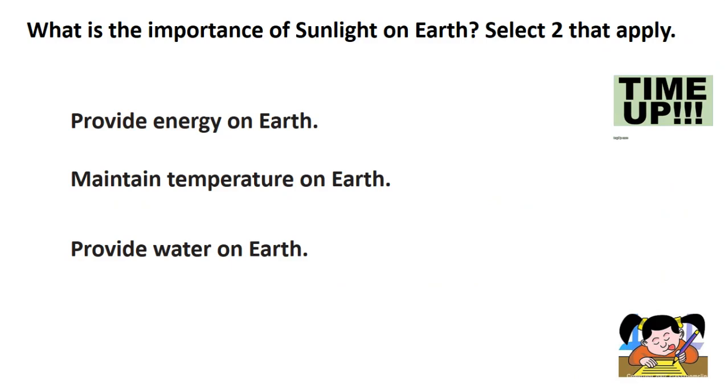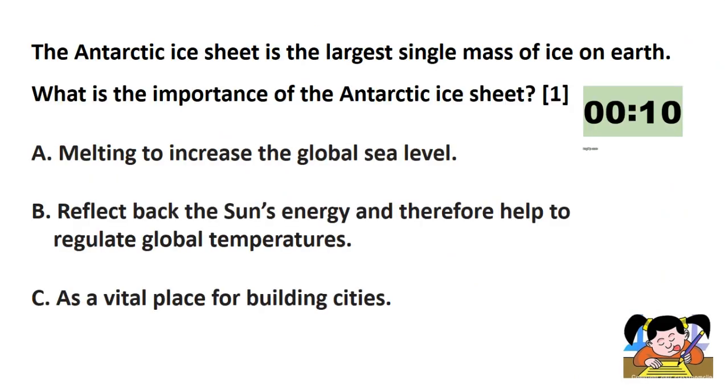So importance of sunlight: provides energy on Earth and maintains temperature. It doesn't provide water on Earth. That is wrong. So energy and maintaining temperature is correct. Well done. Well done to you. The next question. I will add 5 seconds to this. The question is a bit long.